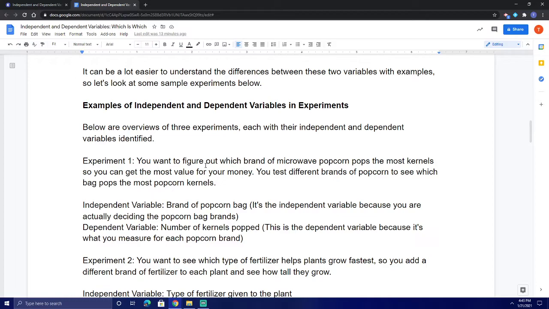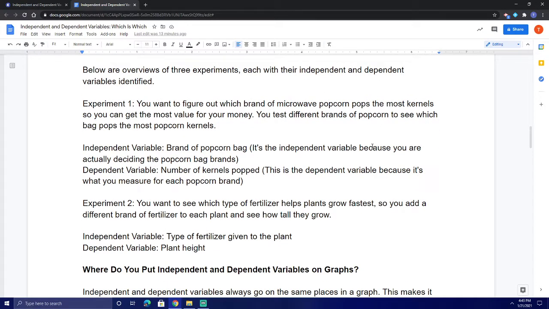The independent variable of this experiment would be the brand of popcorn bags. It's the independent variable because you are actually deciding the popcorn bag brands. The dependent variable is the number of kernels popped. This is the dependent variable because it's what you measure from each popcorn brand.